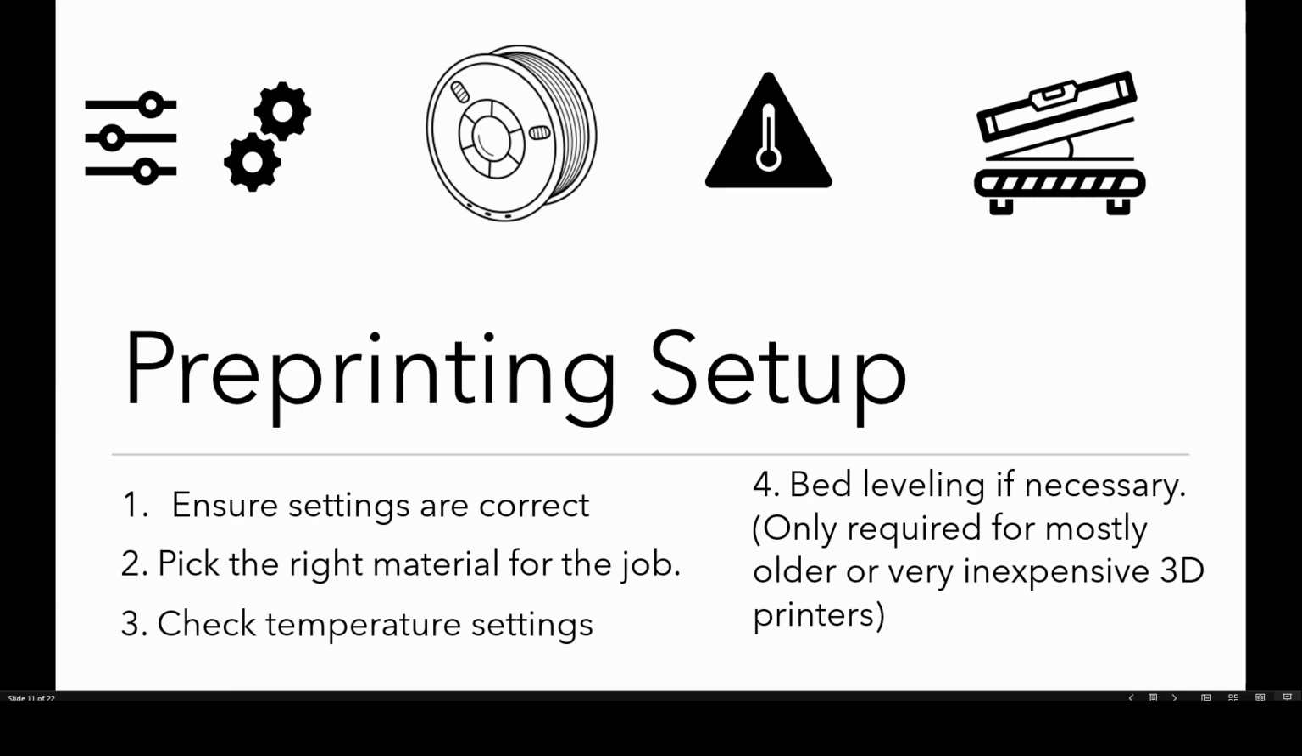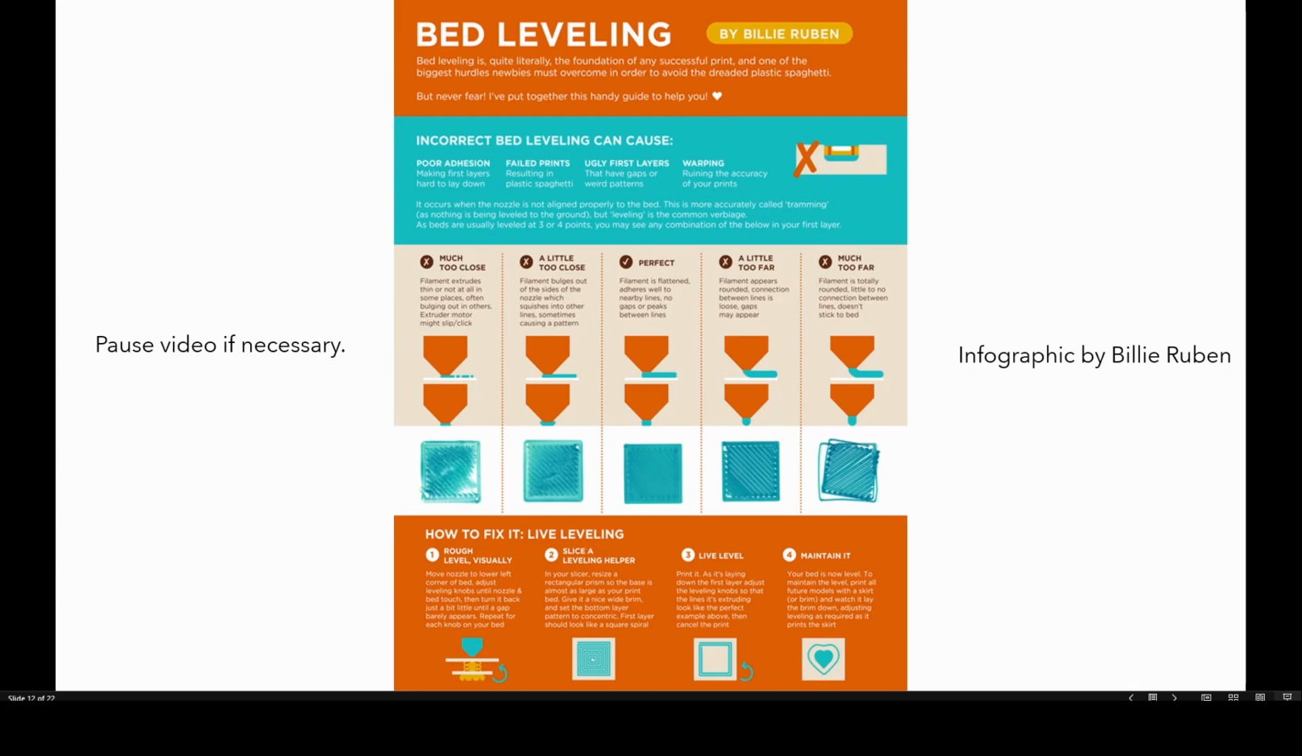In order to level the bed, you should move the print head to the corner of the bed and put a piece of paper in between the nozzle and the bed. If you do not feel a slight drag from the nozzle, you should adjust one of the leveling screws. Again, this part is only required if you are using a 3D printer that requires manual leveling. And here is an infographic related to how to level the bed if you need to.